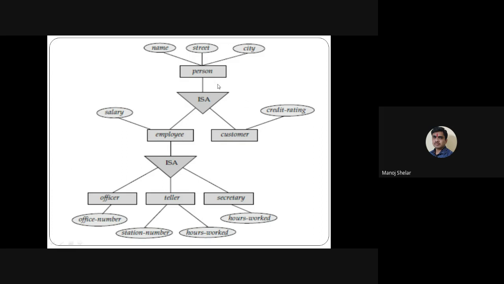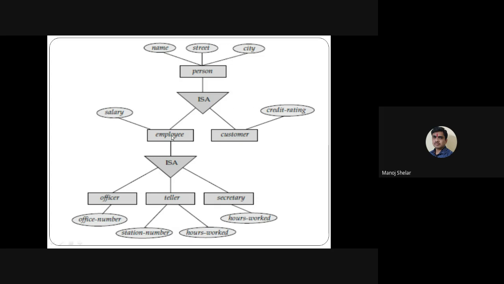Specialization here uses an "is a" relationship. Person is an employee, person is a customer. Person is a higher level entity with attributes name, street, and city. Employee is a lower level entity with attribute salary. Employee refers to name, street, and city directly, using the concept of inheritance. Customer takes name, street, and city. This is a simple example of specialization.